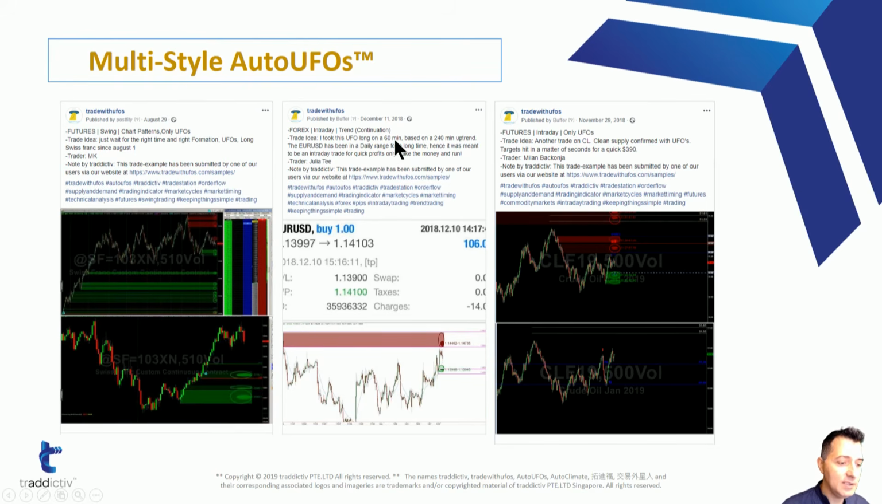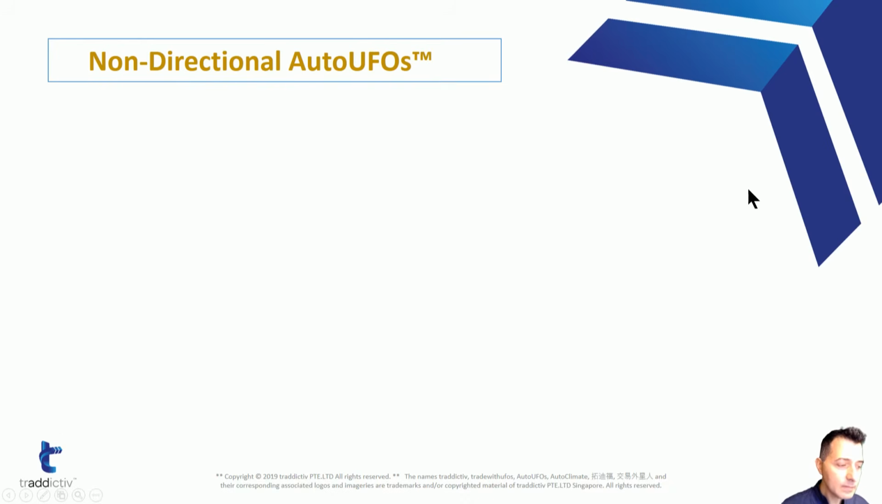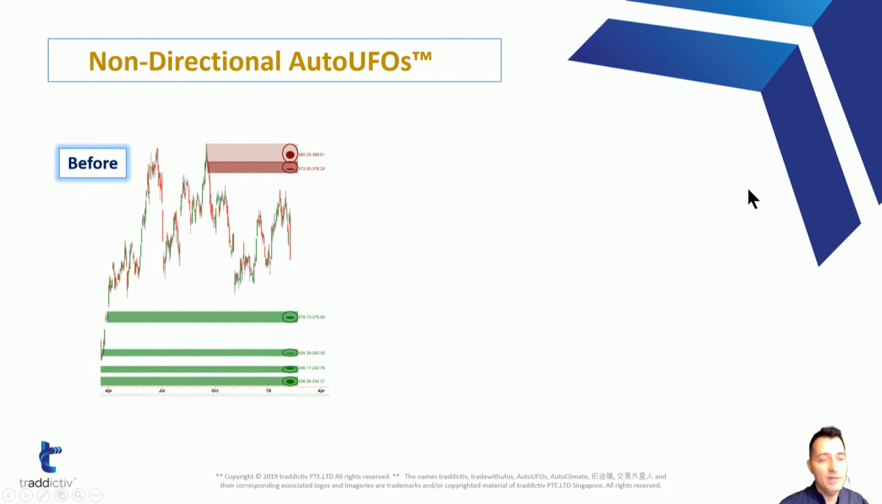The time frame in the middle, 60 minutes, 240 for, let's say, intraday trading, in this case spot forex, and then on the left, multiple week trades. All of this is done with UFOs, with or without other additional tools combined. And then we also have the world of non-directional trading, which I mentioned earlier.